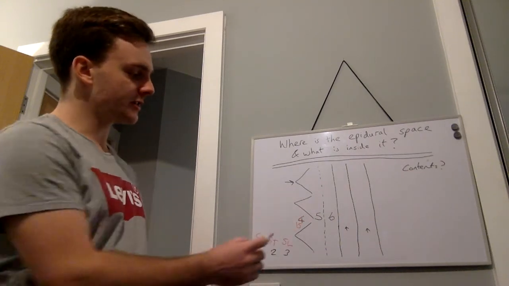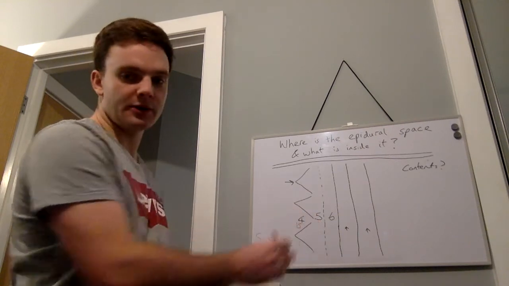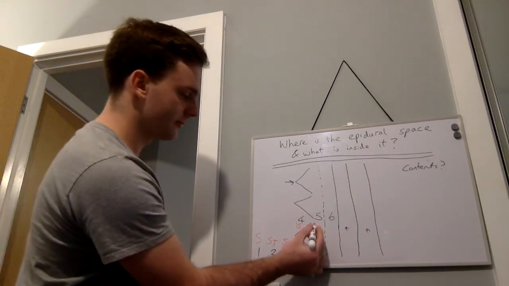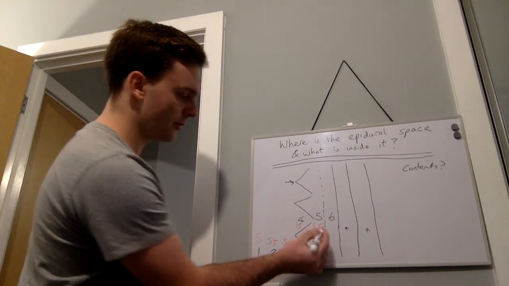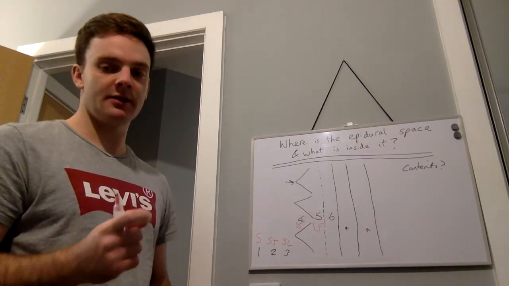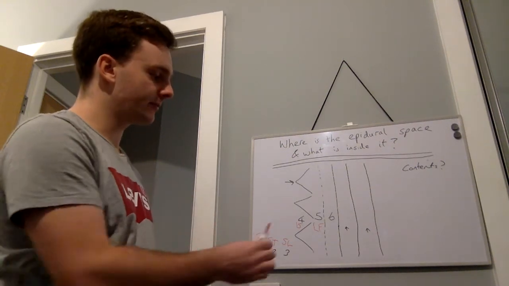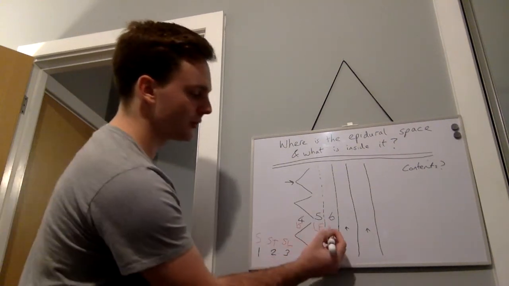After we've passed through the interspinous ligament, we then will come across ligamentum flavum, which everyone always remembers, and this here will be the stiffest of all the ligaments. Once we've passed through ligamentum flavum, we then access the epidural space.